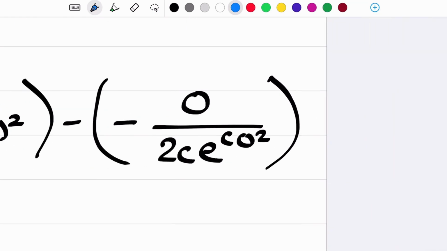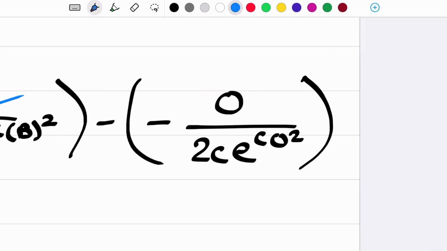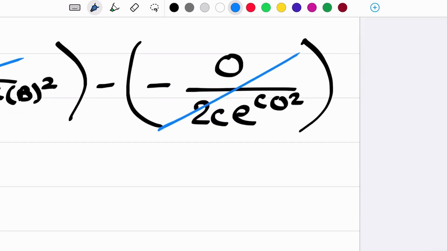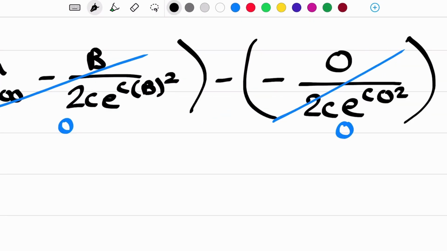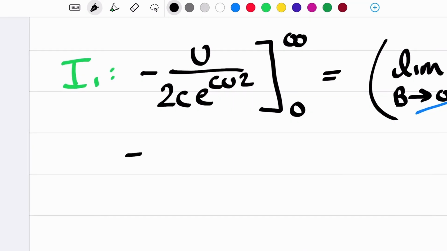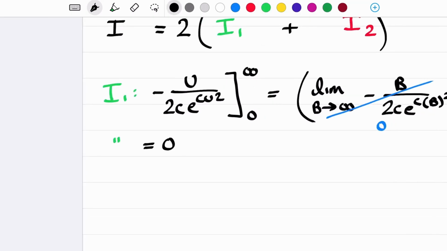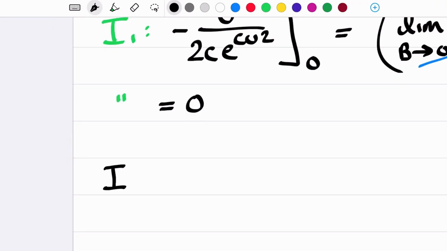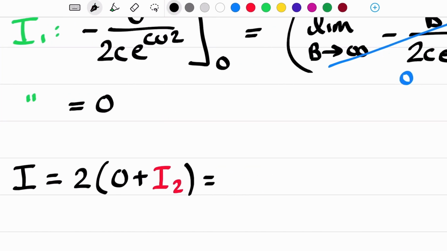And the second term here, e to the c times 0 squared, is just 1. And 2c times 1 is just 2c, so the denominator is just 2c. The top, however, is 0. 0 over 2c is again going to be 0. And so this entire term, I1, is just going to be equal to 0. So now we can plug that back in, and we'll get that I is just 2 times 0 plus I2. I1 was just 0. So really the integral that we're solving is 2 times I2.